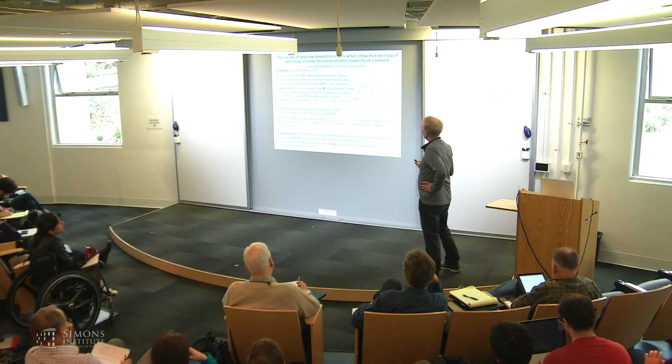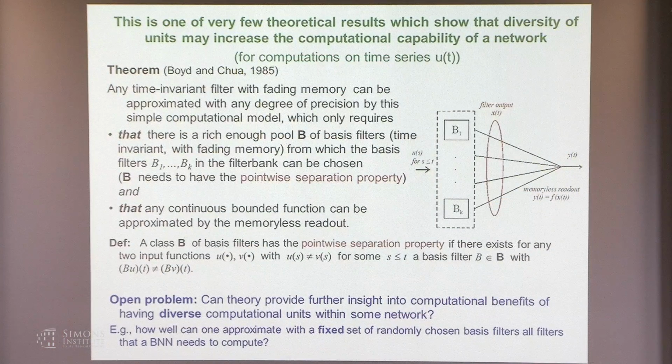It's a result from Leon Chua, who is here in the faculty of ESCS, had proven this very nice theorem. And it tells us, I think it's one of the very few theoretical results which says there is a benefit in having diversity of computational units. Almost all results I know say things get worse if you have more diverse units. So this is one result which suggests, in a very constrained setup, it's good to have diversity of units.